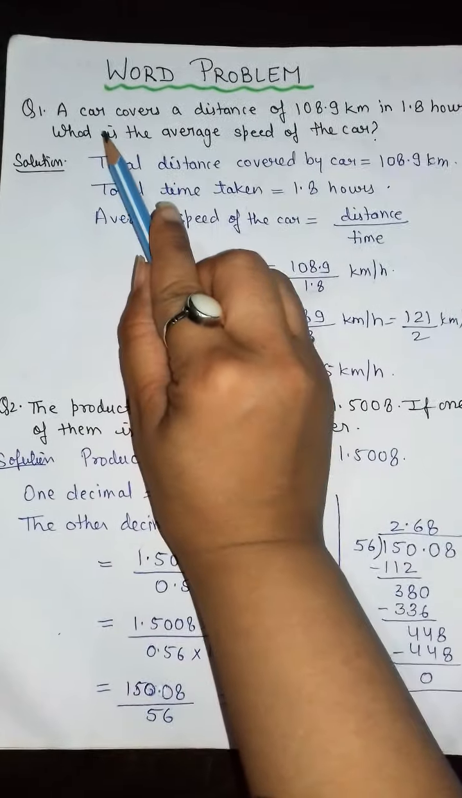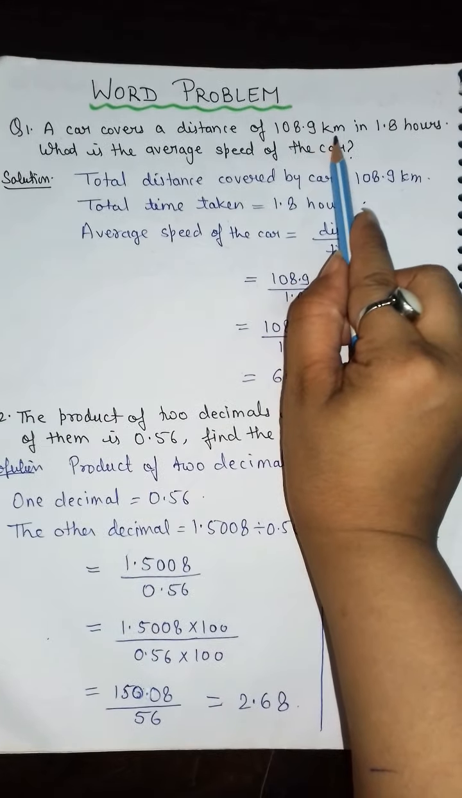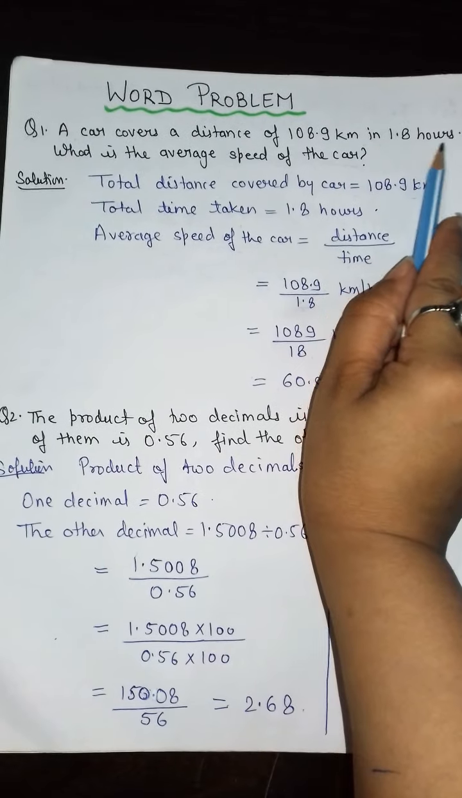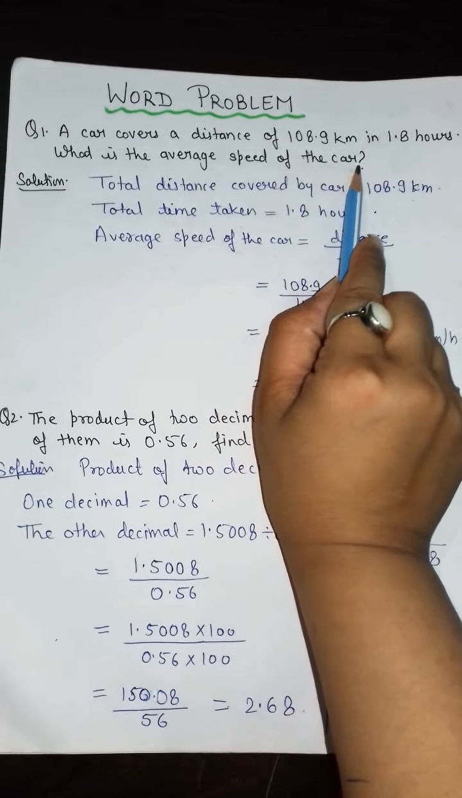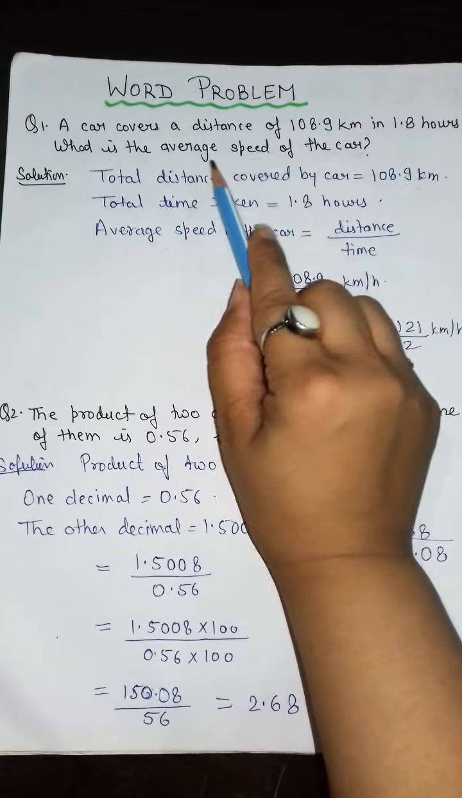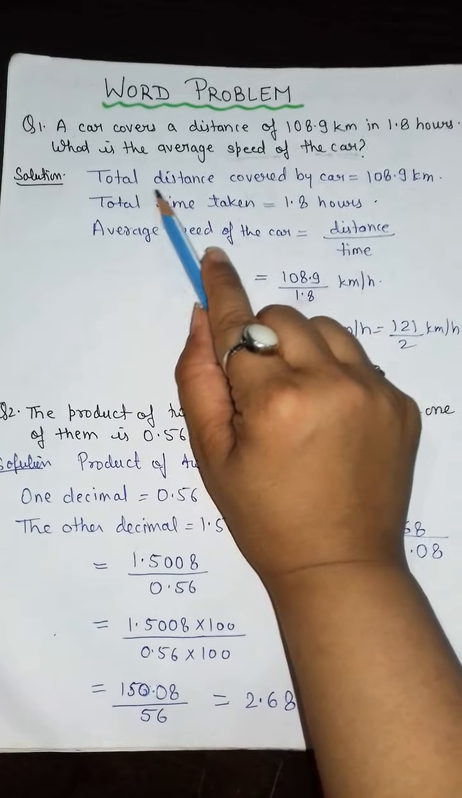First question: a car covers a distance of 108.9 kilometers in 1.8 hours. What is the average speed of the car? So here we have to find the average speed of the car.